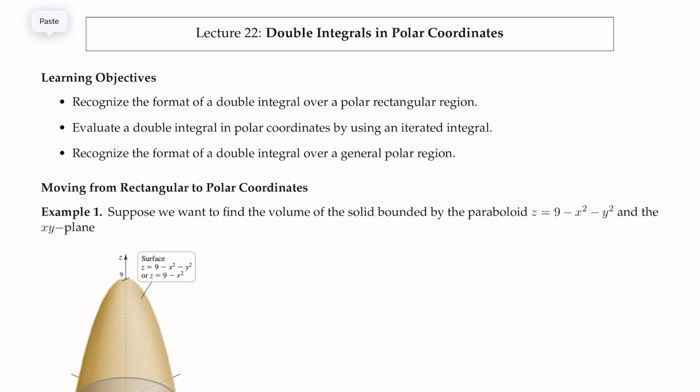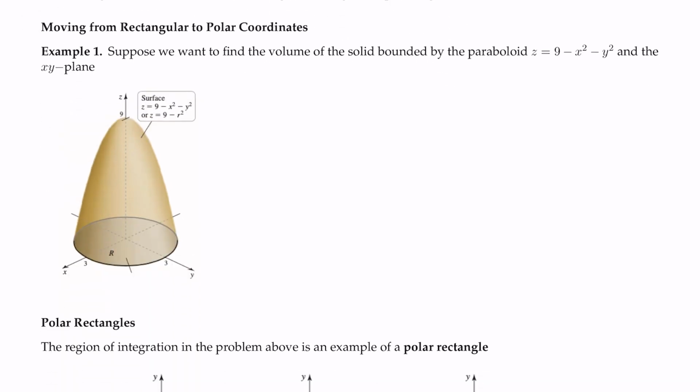Before we get into the technique of evaluating double integrals in polar coordinates, I'm going to give you a motivating example on how sometimes it's necessary to move from the rectangular coordinate system to the polar coordinate system in evaluating double integrals. In example 1, suppose we want to find the volume of the solid bounded by the paraboloid z equal to 9 minus x squared minus y squared and the xy plane. This figure shows a graph of the surface z equal to 9 minus x squared minus y squared, and this is the circular shape on the xy plane. We would like to find the volume of the solid bounded by the paraboloid and the xy plane.